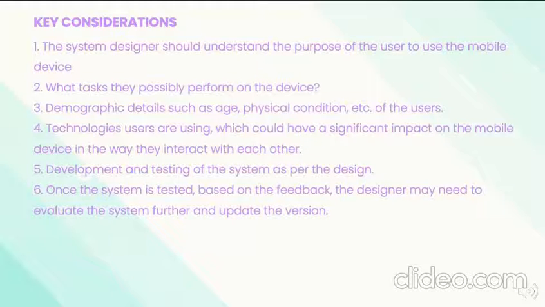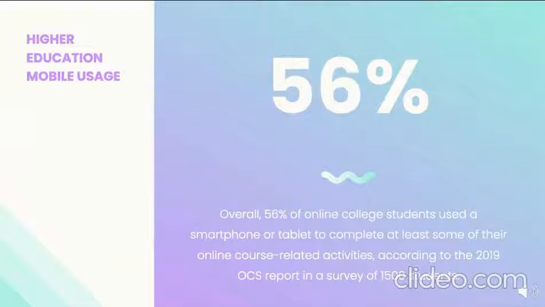Which technologies the users are using, for example, a laptop, a phone, a tablet, can have significant impact on the way they interact with the device. Development and testing of the system as per the design. Once the system design is tested, based on the feedback, the designer may need to evaluate the system further and update the version. So frequent feedback from the user is required, and depending on the changes of the user needs, there would be updates to enhance future versions of the course.